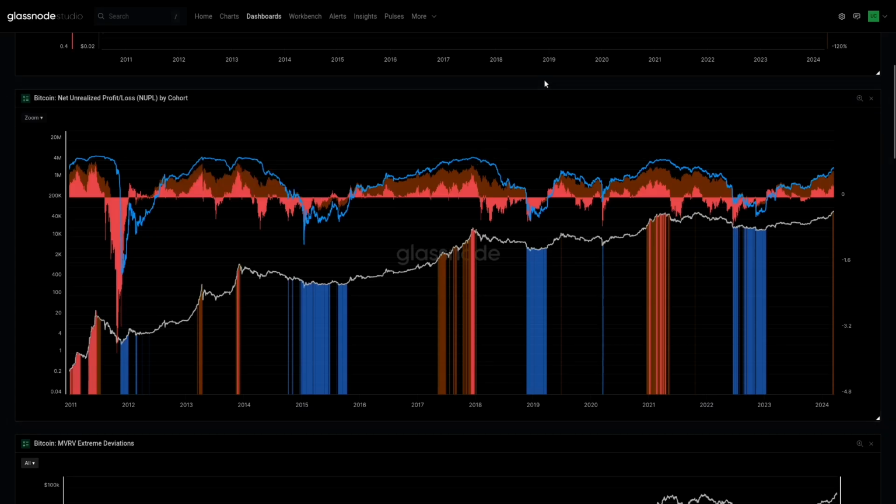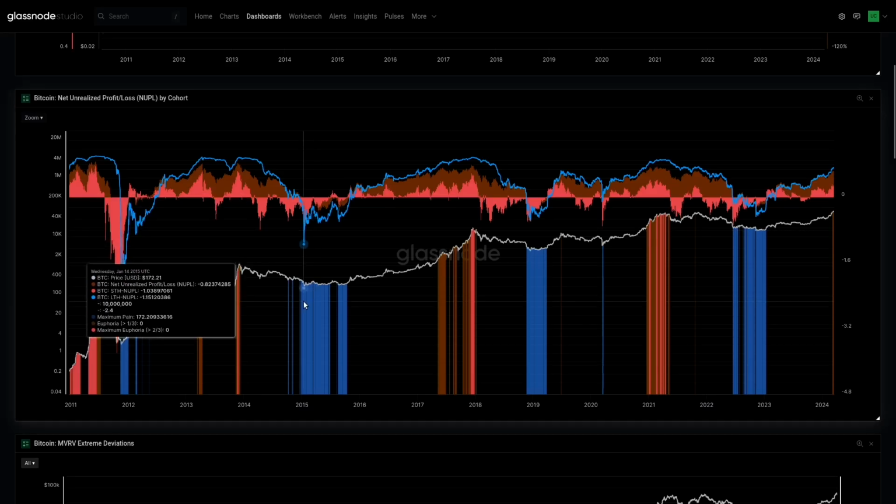Now, just to refer back, this is a derivative of the MVRV ratio, which is one of the most popular and well-known metrics in on-chain analysis. It is essentially showing us how much unrealized profit or loss these different cohorts are currently holding. Now, down the bottom, you'll see that the price chart has been colored.